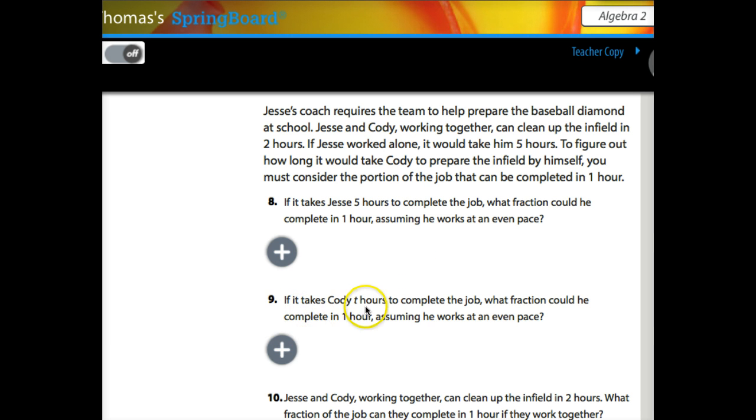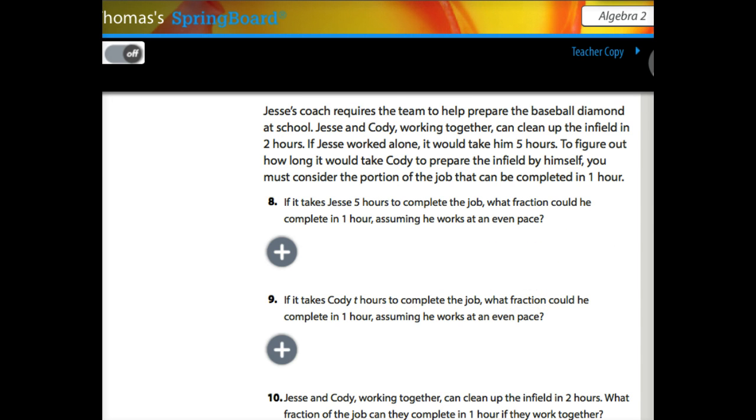Number 9, if it takes Cody T hours to complete the job, because again, that's what we don't know. How long will it take Cody? If it takes Cody T hours to complete the job, what fraction could he complete in 1 hour, assuming he works at an even pace? So same question as number 8, except we don't know how many hours it takes him to do the whole job. So that means that number 9, the answer is 1/T. Because if it takes him T hours for the whole thing, 1/T is what he can do in 1 hour.